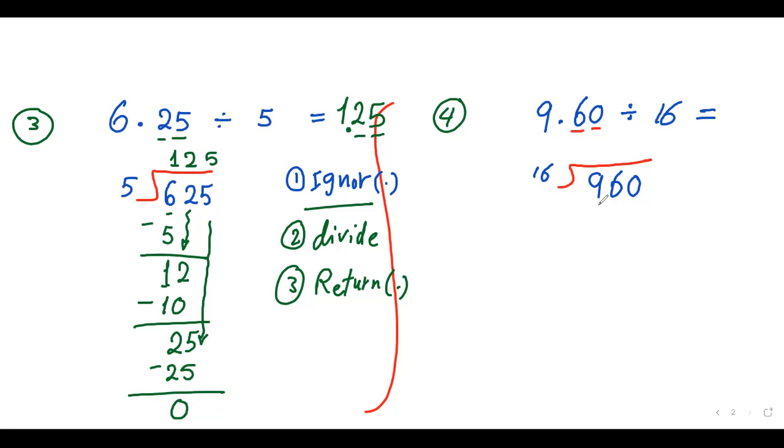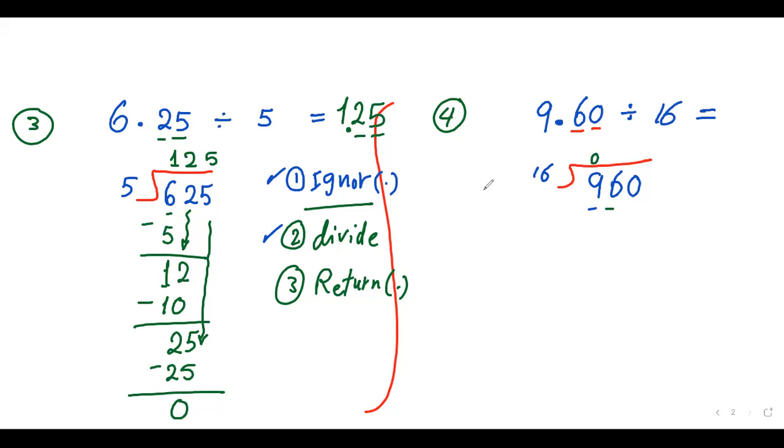We are dividing 960 divided by what? 16. I ignored the decimal point. The question has a decimal point, but I ignored it. This is the first step. Second step, divide like normal from the left. 9 divided by 16. Can you? No, so the answer is 0. I need a helper: 96 divided by 16.